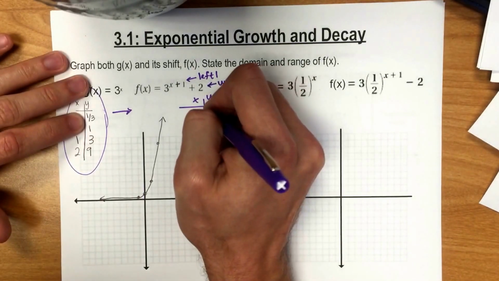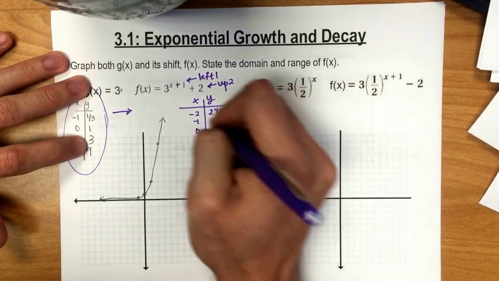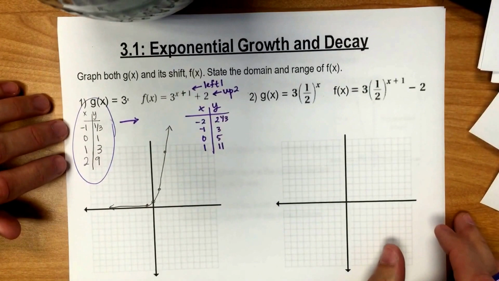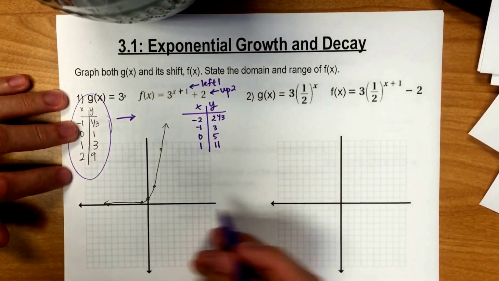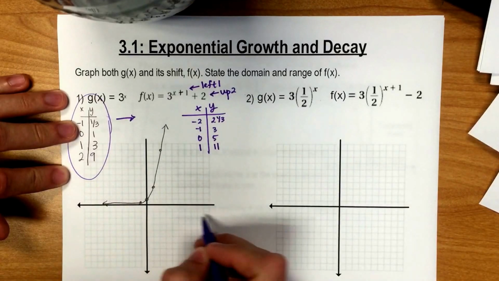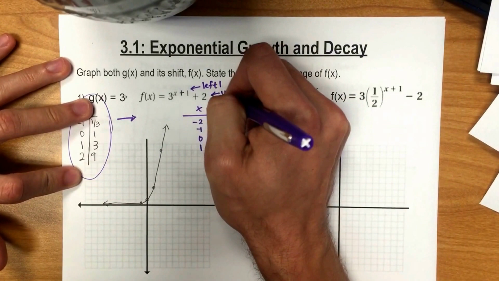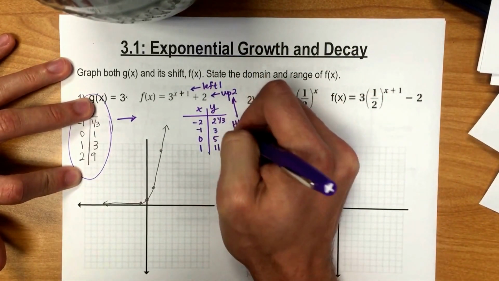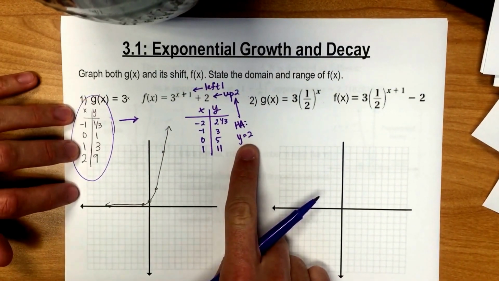So my 1/3 becomes 2 1/3, my 1 becomes 3, my 3 becomes 5, and my 9 becomes 11. So not only has the entire curve shifted up, but so has my asymptote. My asymptote is going to shift with my graph. Since I went up 2, that means my new horizontal asymptote is also going to shift up 2. So we're going to be at y equals 2.